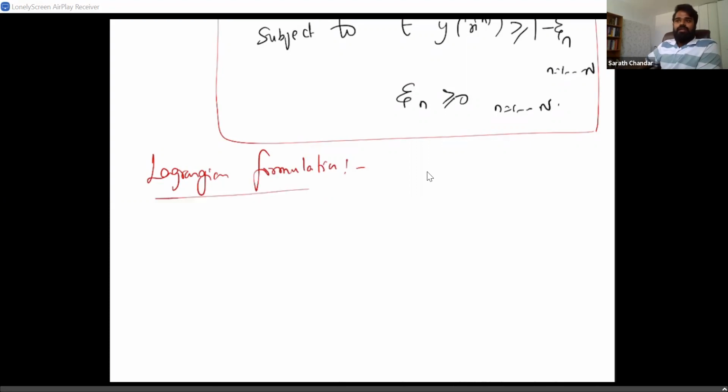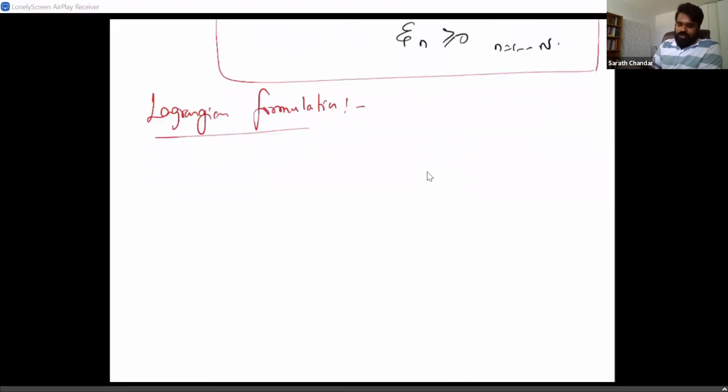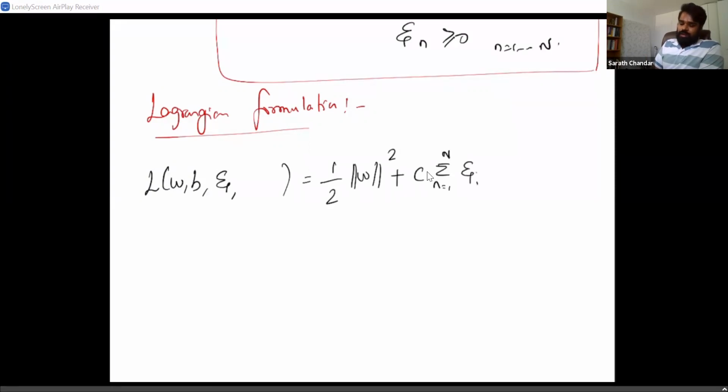Okay, so the Lagrangian formulation is given as L of W, b, epsilon. And we are going to have some other parameters for the Lagrange multipliers. So this is basically 1/2 ||W||² plus C times the summation over n equals 1 to capital N of epsilon n, right?